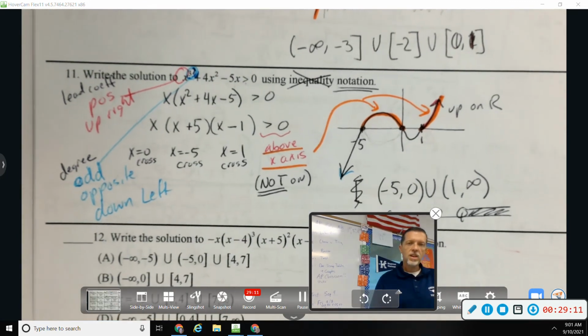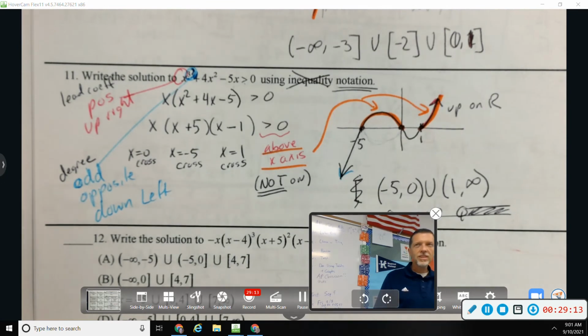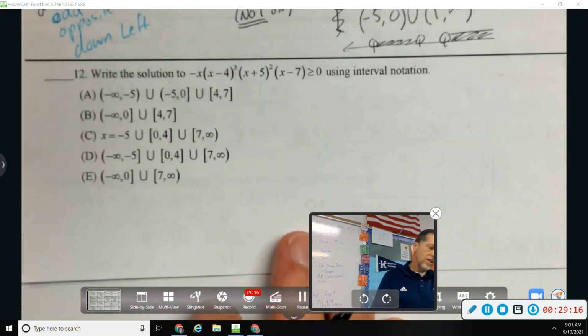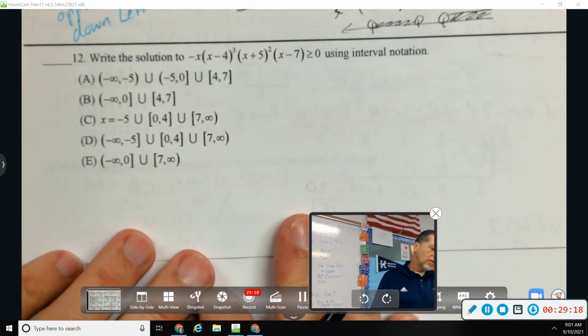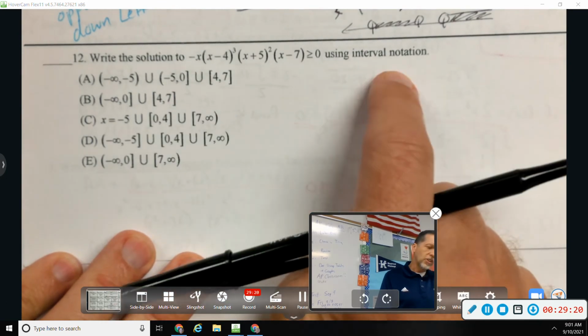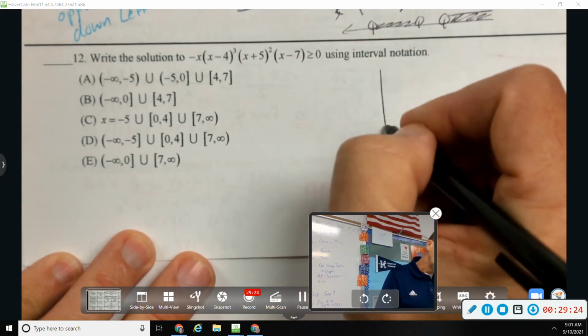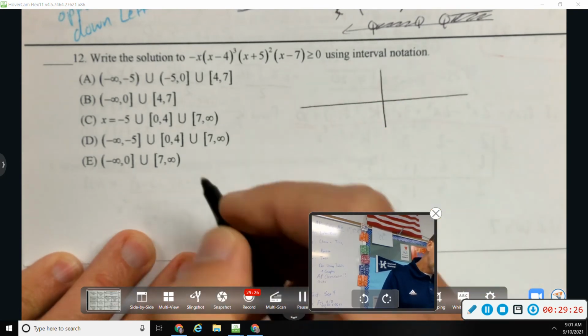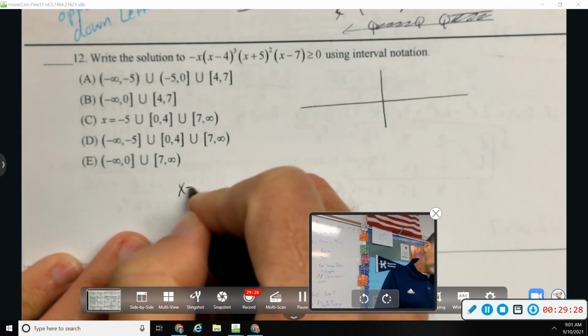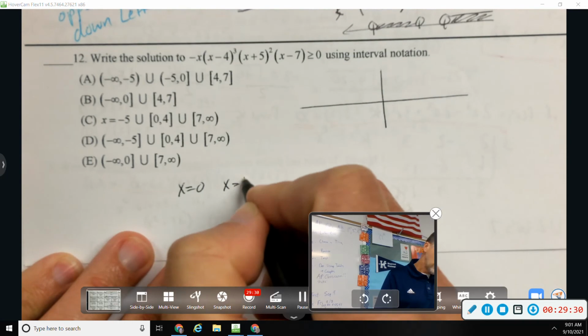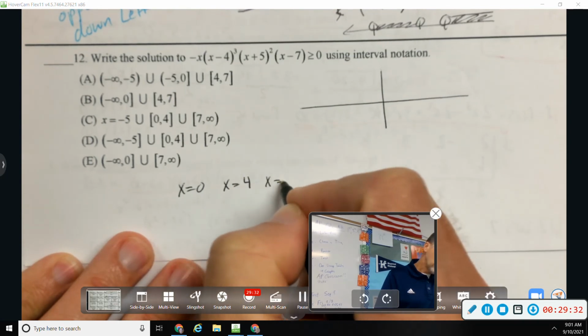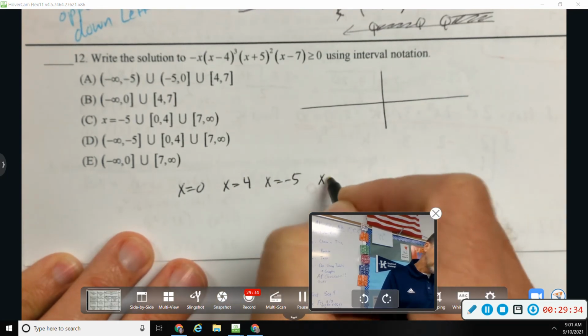Anything else on number 11? All right, number 12. Write the solution to that thing using interval notation. Well, let's start putting the zeros on the graph. So x equals 0, x equals 4, x equals negative 5, and x equals 7.